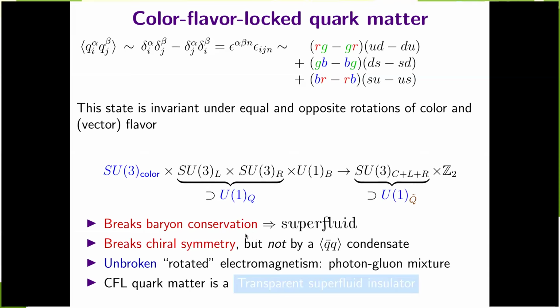However, it is a superfluid. It breaks baryon number conservation. This is a global U1 symmetry. When you break one of those, you get a superfluid. You get those Goldstone bosons, those superfluid phonon modes. So this is a superfluid because it breaks baryon number.